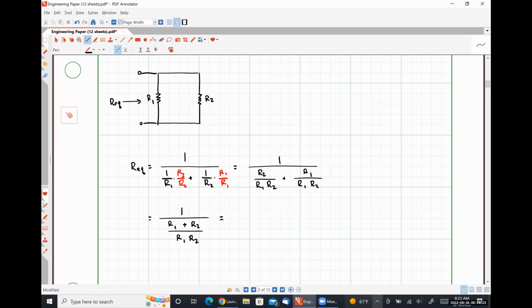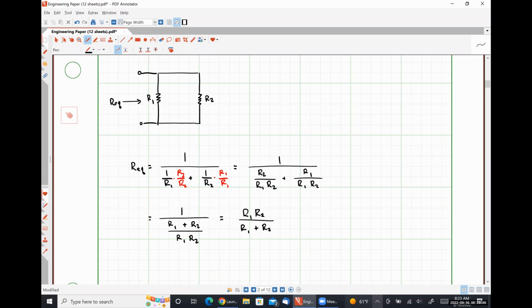And finally, since we are dividing by a fraction, that is the same as multiplying by the reciprocal of a fraction. So we are just going to get R1 multiplied by R2 over R1 plus R2.